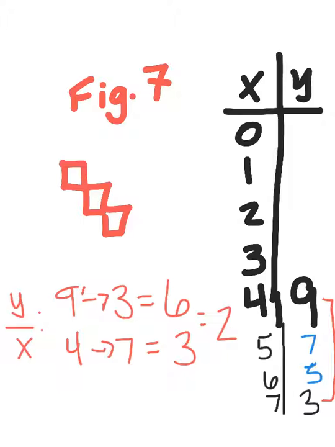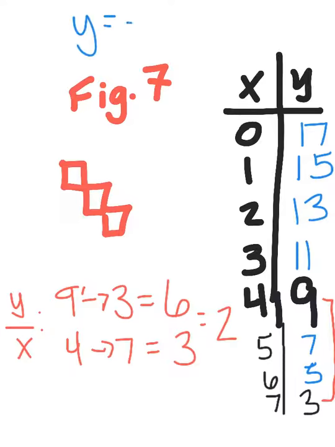But now, I'll have to go the opposite way to get the ones above it. And the reason I have to do that is because my rule has to be going down. So I'm losing tiles between each of them. So I'm working backwards. So my rule here would be y equals negative 2x plus 17.